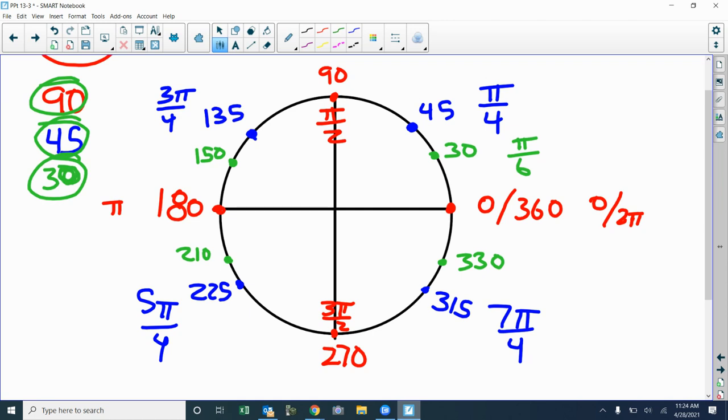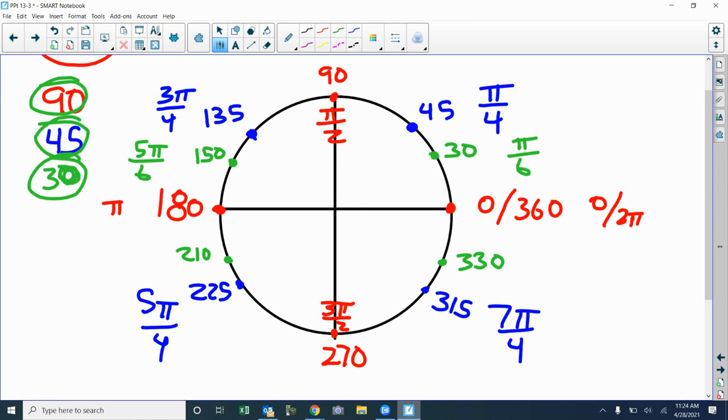We have a 30 and a 30. 150 would be 2 pi over 6. No, 5 pi over 6. It's just short. It's 30 degrees short of 6 pi over 6, which is pi. Does that make sense to you?